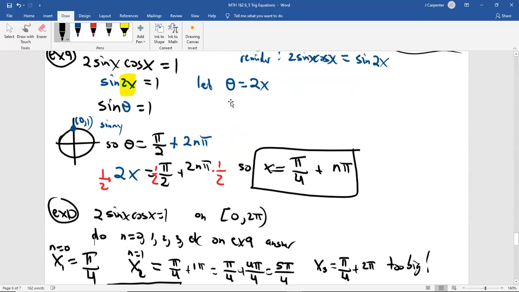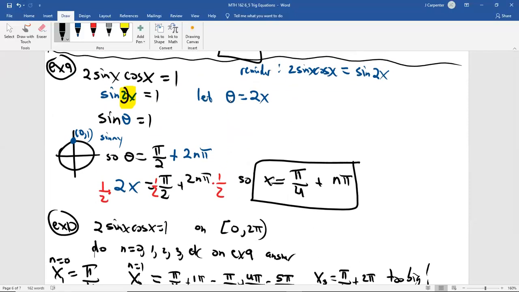Whatever number is inside with your x is how many n's you need to go through. So we did n equals 0 and 1 because that was a 2. If that was a 4, I would have 4 unique paths of n equals 0, 1, 2, and 3. 4 would be where it would get too big. If that was sine of 12x, I would need to go from n equals 0 to 11. That 12th one would be too big. So that's actually a pretty nice hint as to where to stop.